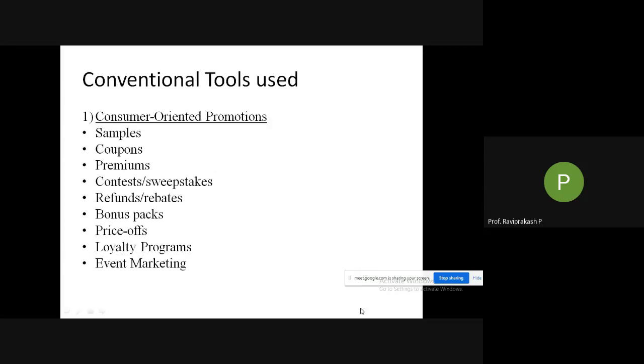Then comes convention tools used. There are two kinds. First we'll see the first one, consumer oriented promotions. Consumer oriented promotions are samples, coupons, premiums, contests, sweepstakes, refunds or rebates, bonus packs, price offs, loyalty programs, and event marketing. We'll go through each one in detail.